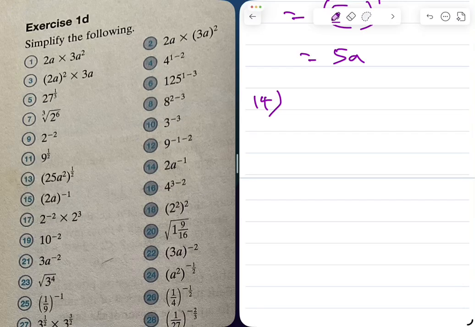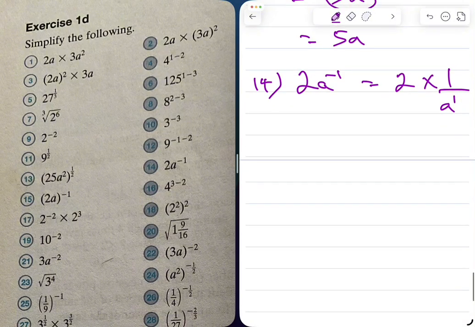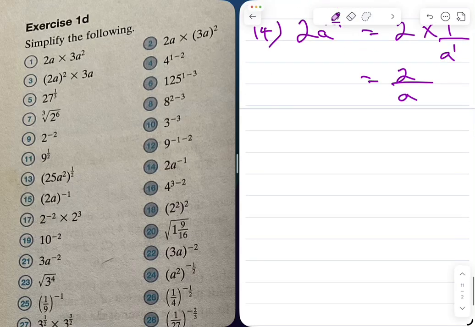Number 14 is 2a raised to power minus 1. Here you have to be careful. It's only a that has a power minus 1. The 2 is just 2. So that simply means 2 times a raised to power minus 1, which is 1 over a raised to power 1, which is the same as 1 over a. So the answer is 2 times 1 over a, which is 2 over a.